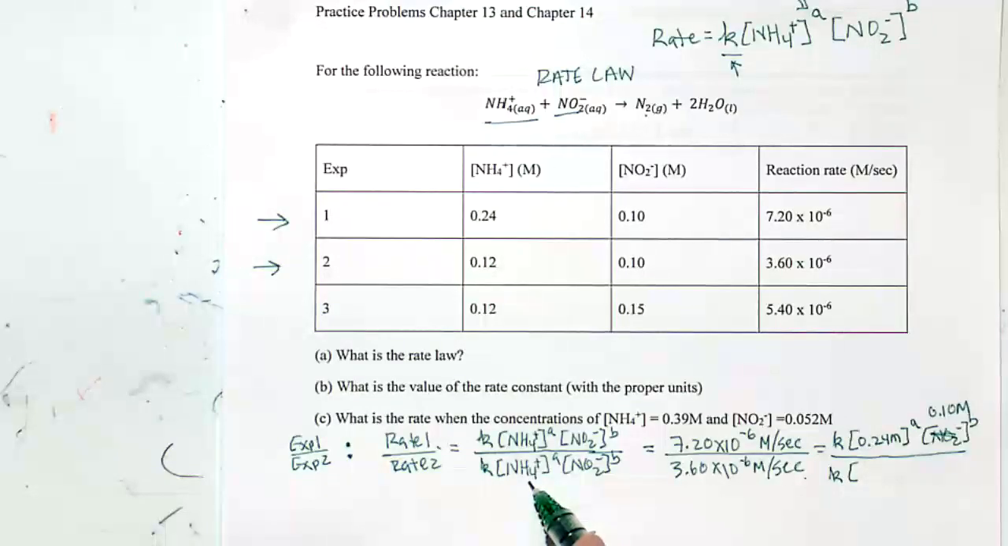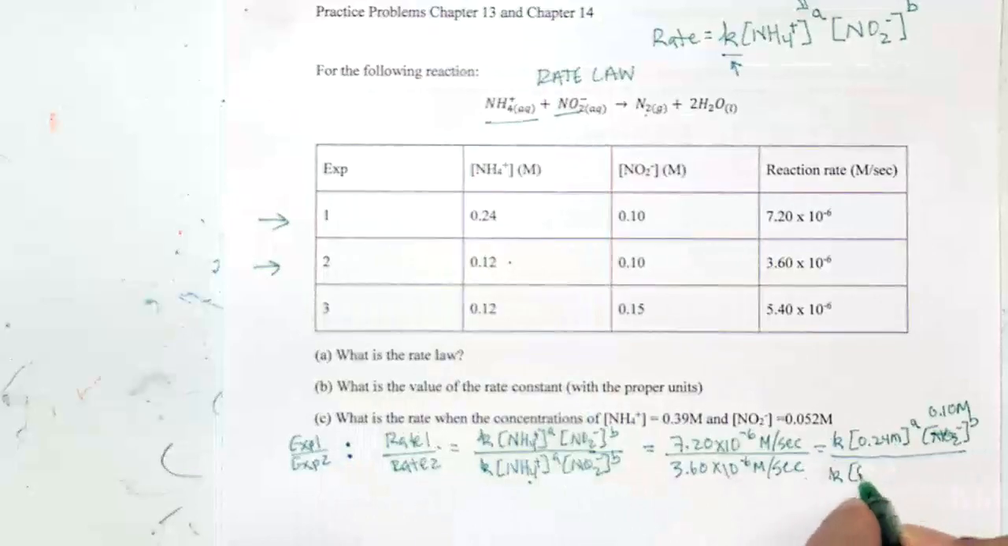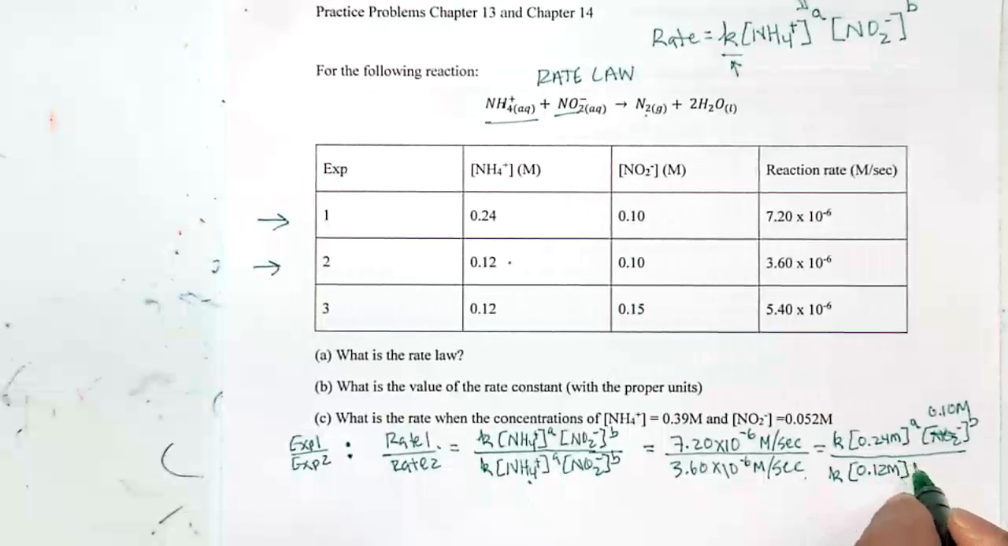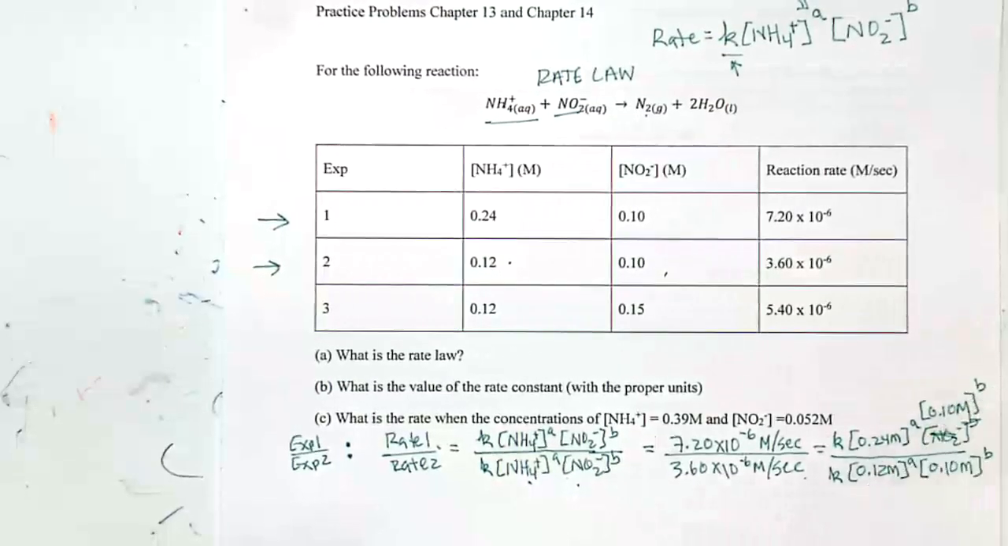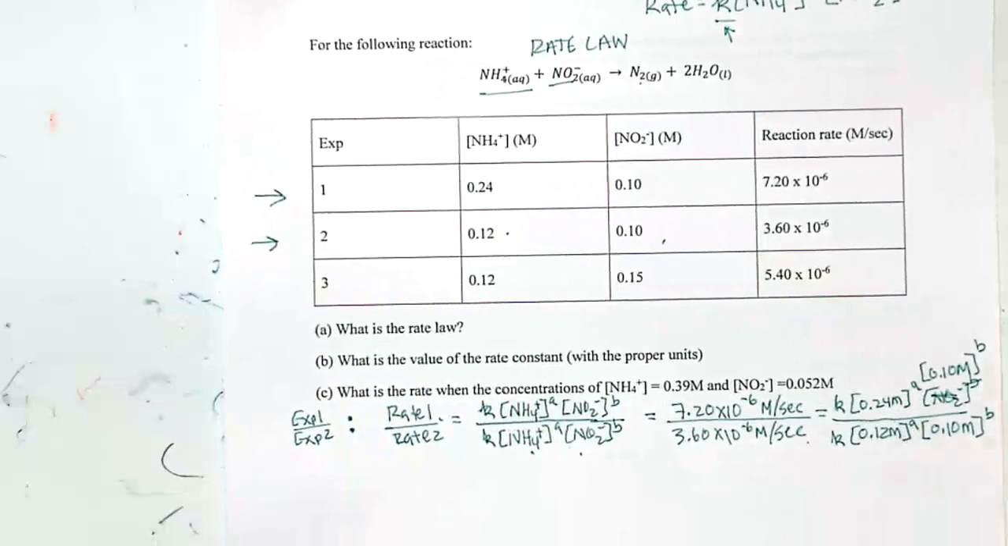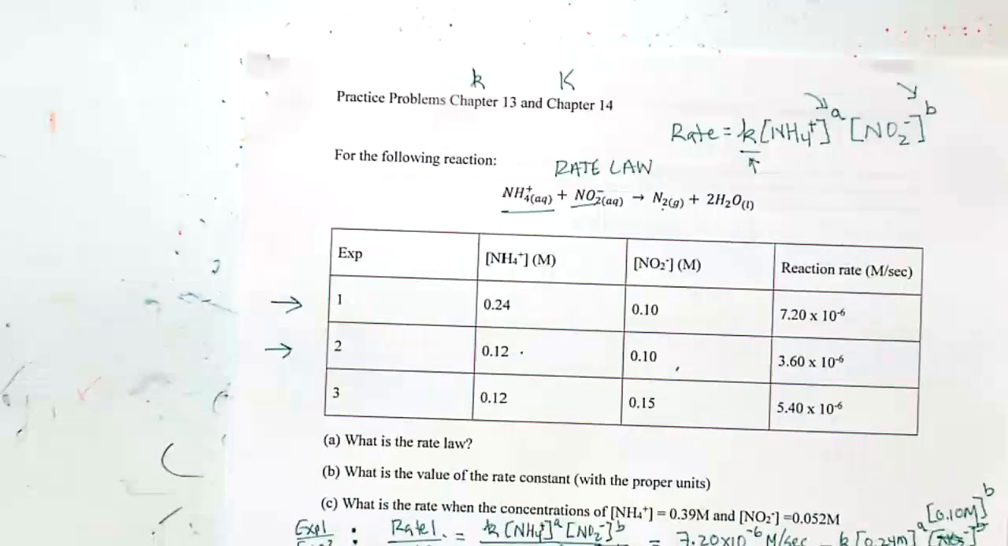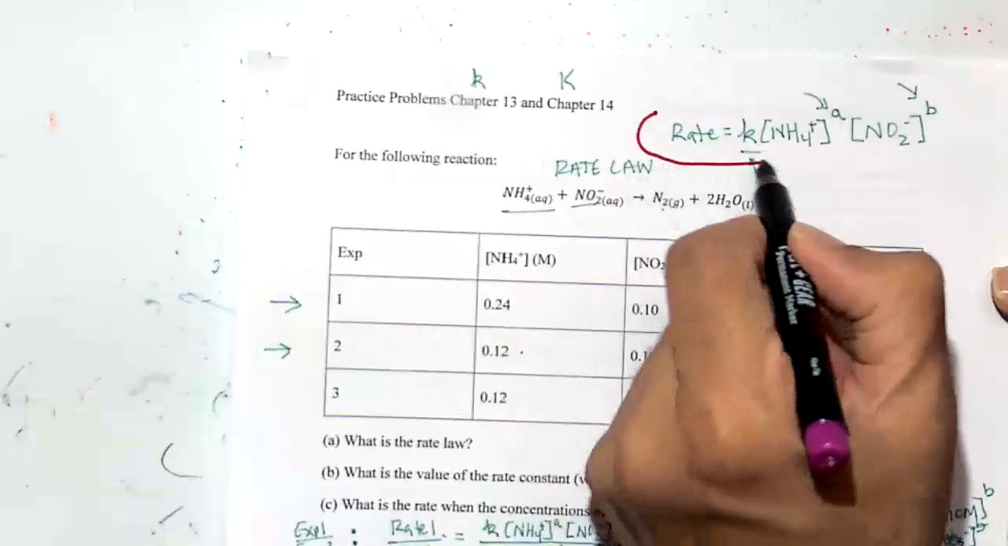What is NH4 plus? That's 0.12 M raised to the power A. NO2 minus is 0.10 molar raised to the power B. So on the exam, we want to find K, and we want to find exponent A and exponent B.